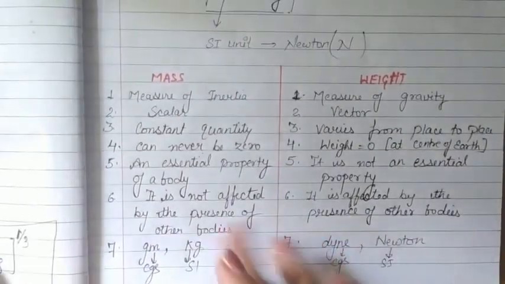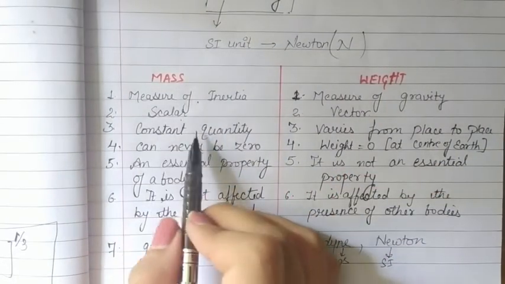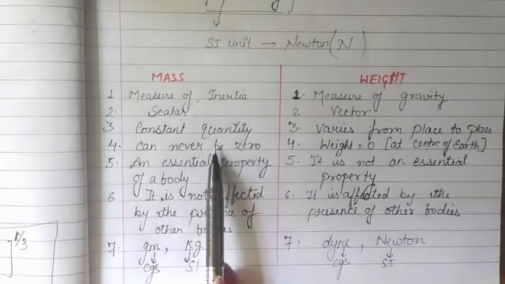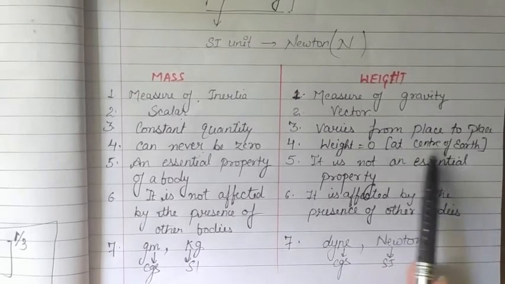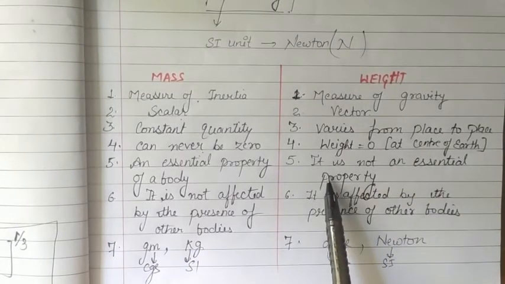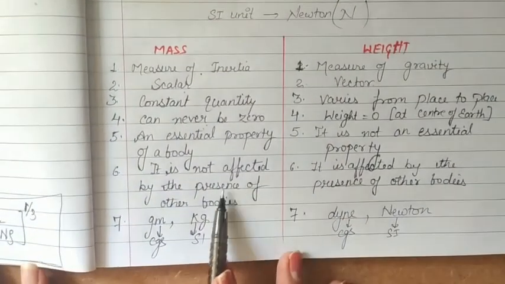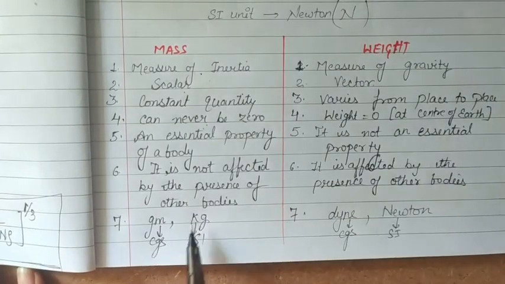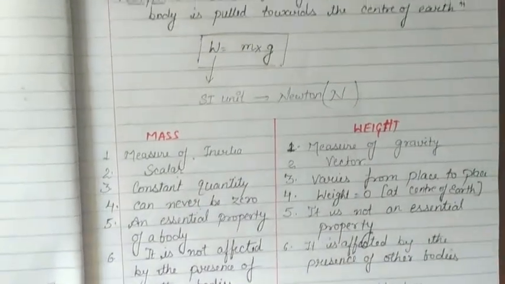So mass is a measure of inertia, it is a scalar quantity, while weight is a measure of gravity, it is a vector quantity. Mass is a constant quantity, while weight varies from place to place. Mass can never be zero, and without mass a body cannot exist. That means it is an essential property of a body, while weight can be zero, and it is zero at the center of earth, and it is not an essential property of the body, meaning it is not necessary for existence. Next thing is mass is not affected by the presence of other bodies, while weight is affected by the presence of other bodies. The units of mass are grams and kilograms, while the units of weight are dynes and Newton. So this is about the mass and the weight and their differences.